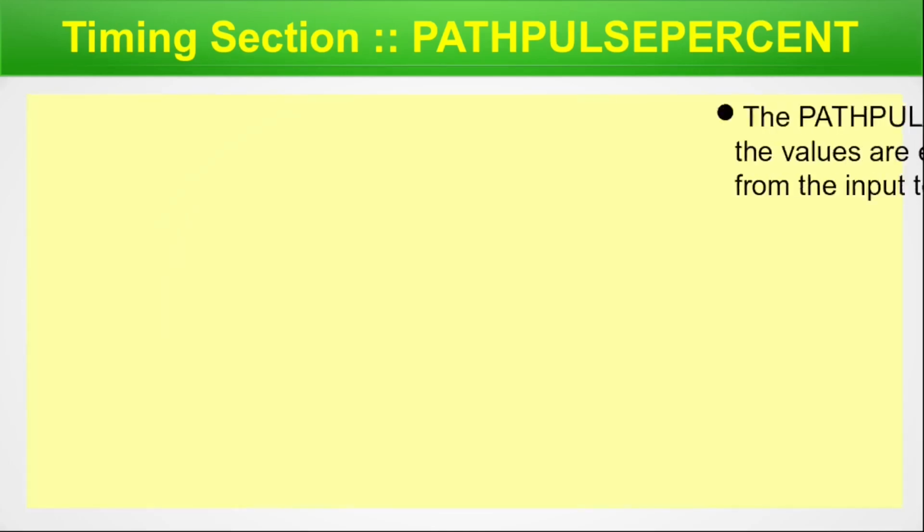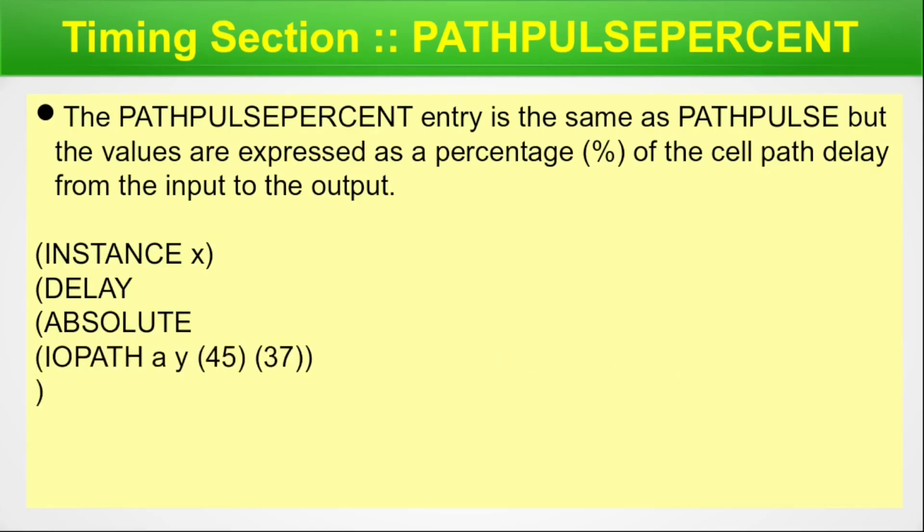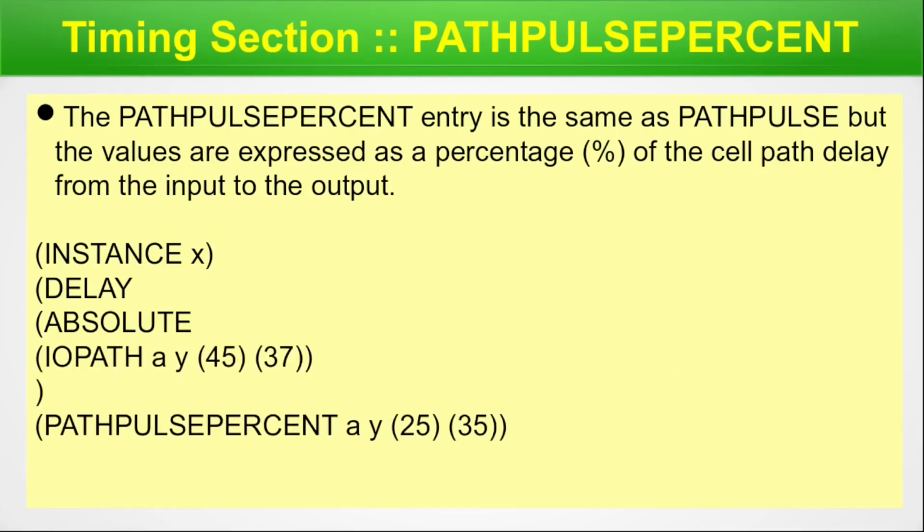Here we come to the next slide, path pulse percent. The path pulse percent is another type of representation in the form of percentage. The rest of the idea from the previous slides remains the same, except here it is the percentage. The path pulse percent entry is the same as the path pulse, but the values are expressed as a percentage of the cell path delay from input to output. Here goes our example: instance X and delay, and then we have absolute delay, IO path, and now we come to the path pulse percent, between A and Y it is 25 and 35. The format I have already explained, so let's move on.